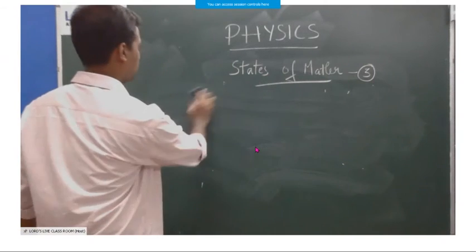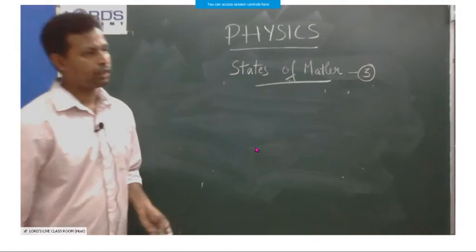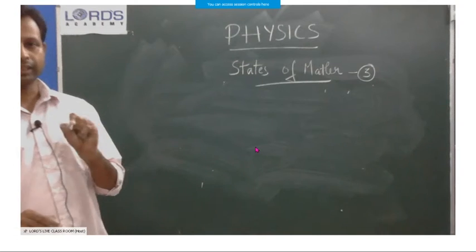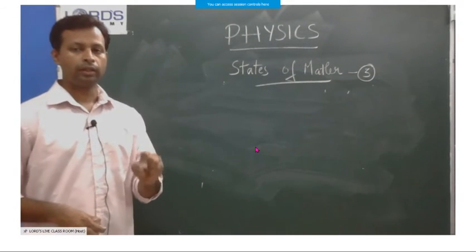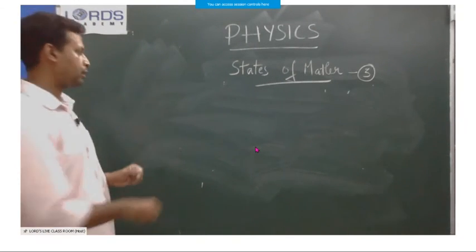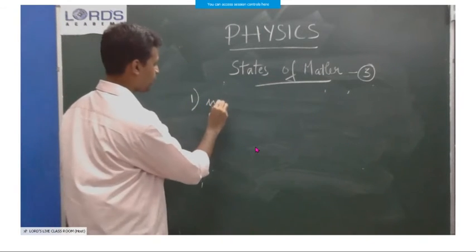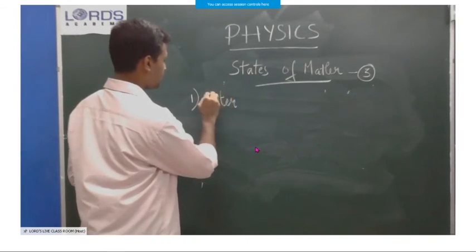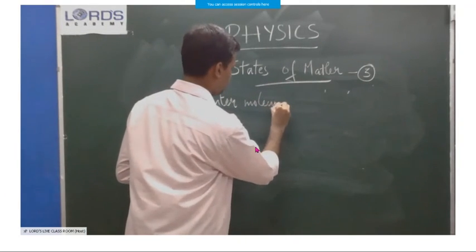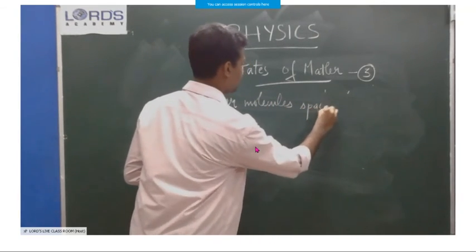What determines a substance to be a solid, liquid and gas? What are the properties that determine a substance to be a solid, liquid or gas? There are 3 points. First, we have already studied, that is intermolecular space. That means the space between the molecules of a substance.